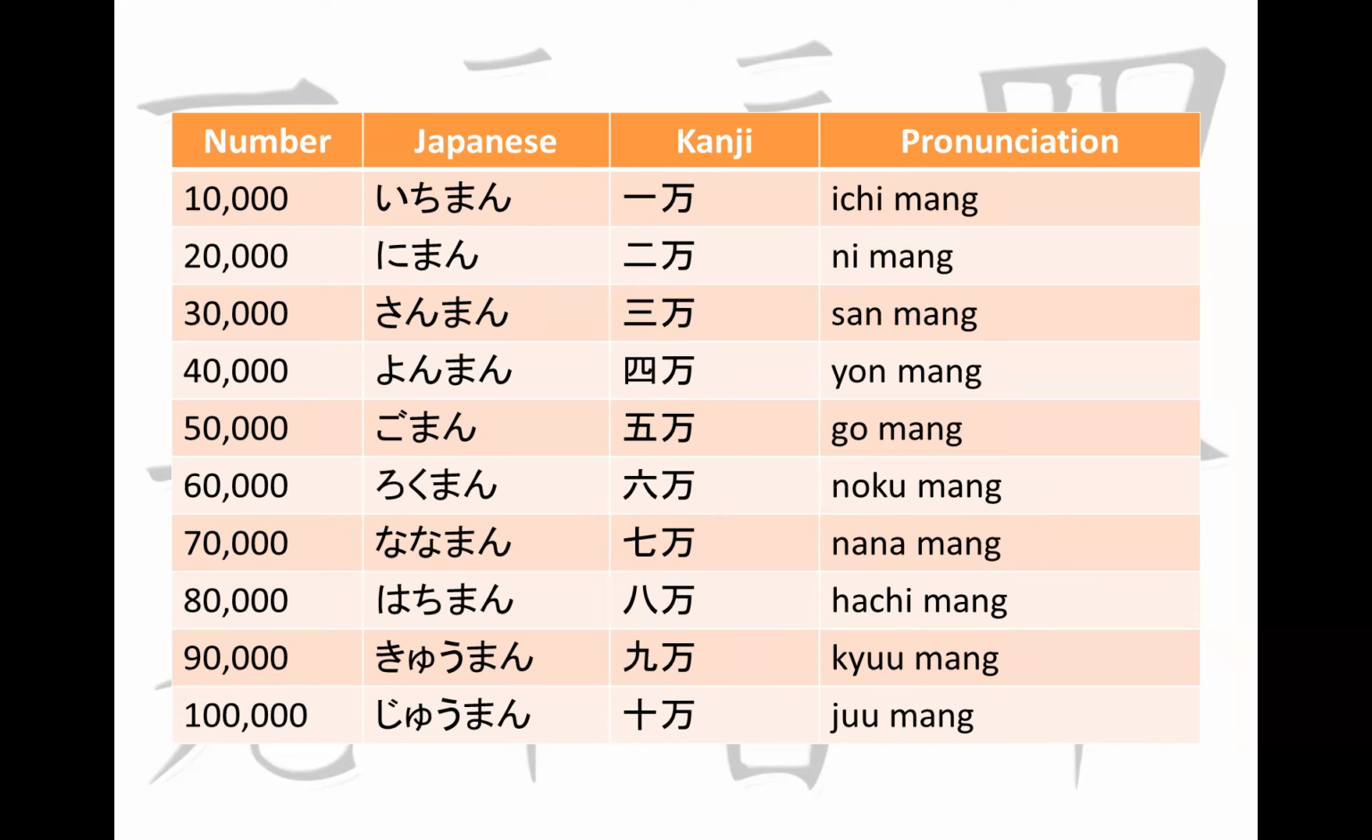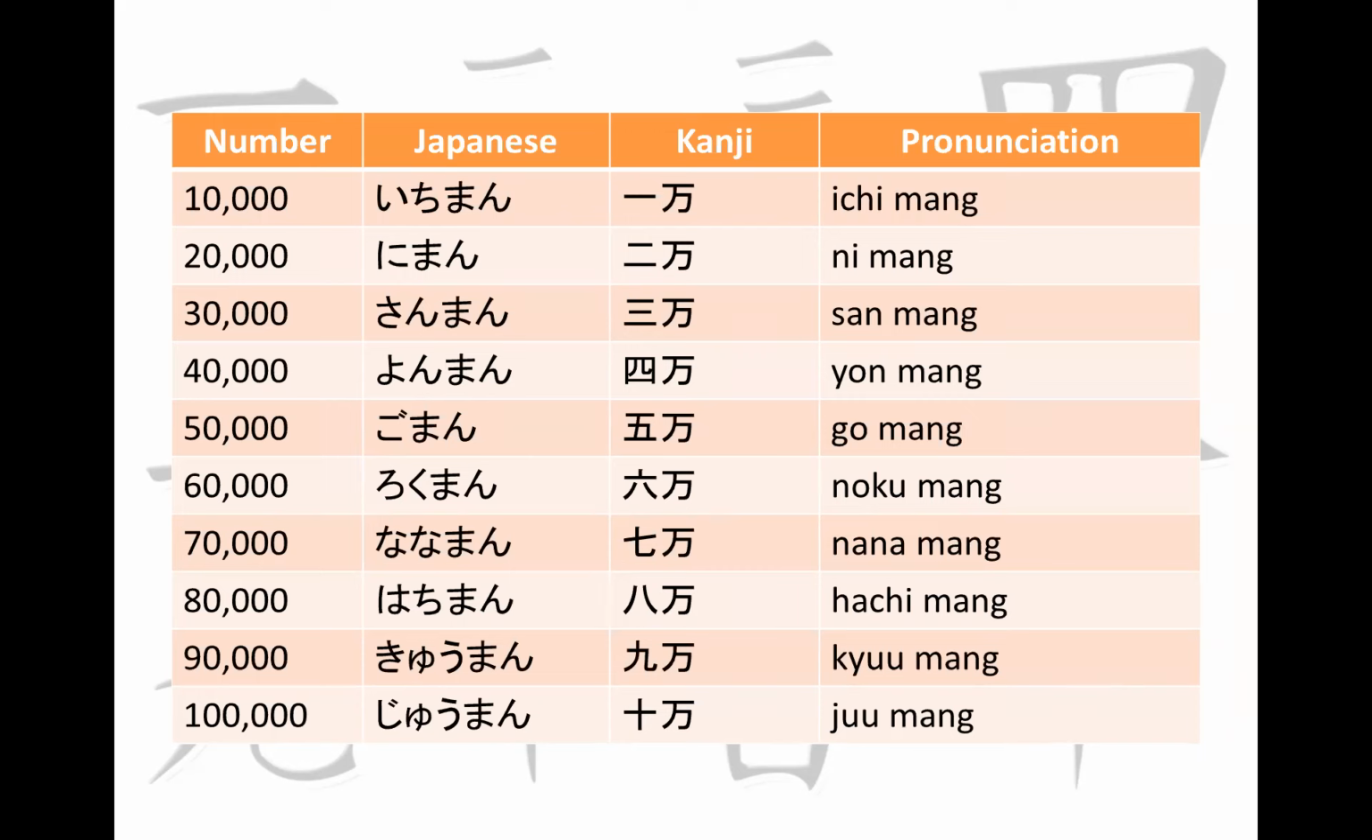Now, 60,000, rokuman. Rokuman. Oh, I'm sorry about the typo here. It's supposed to be R. Rokuman. Now, 70,000, nanaman. Again, nanaman, 70,000. And then for 80,000, hachiman. Hachiman, 80,000.